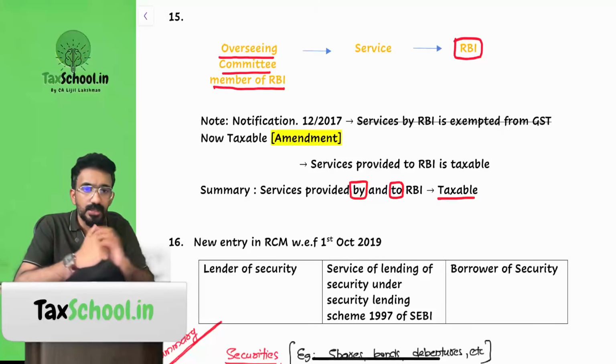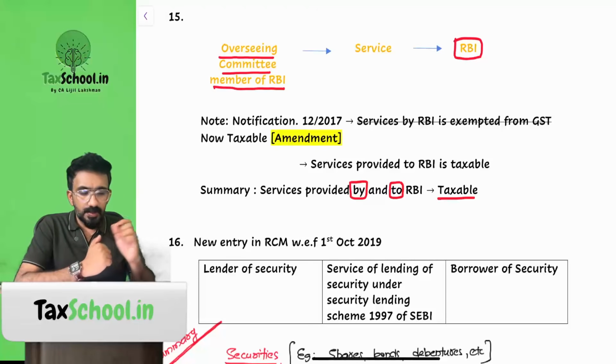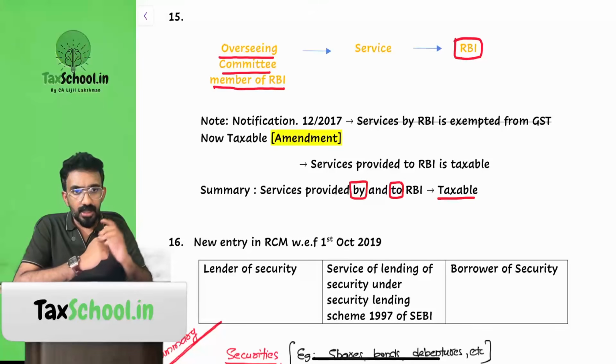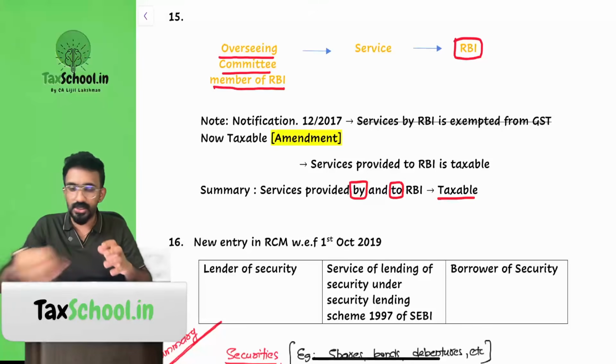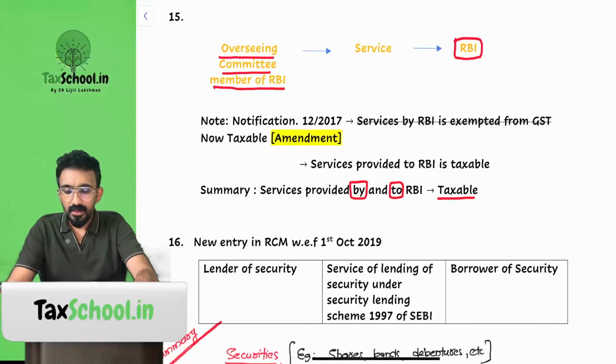So we can conclude it like this: services provided by RBI are taxable, services provided to RBI are also taxable. One person, the overseeing committee member to RBI, is taxable under reverse charge. Understanding?